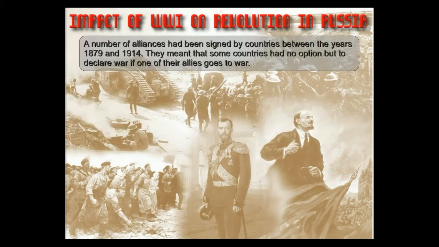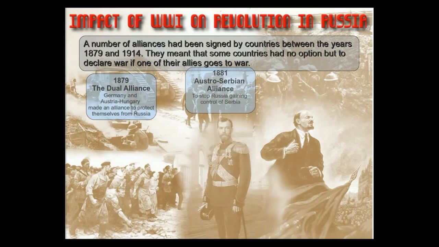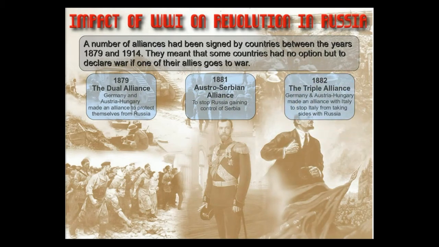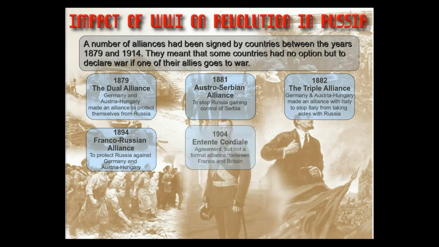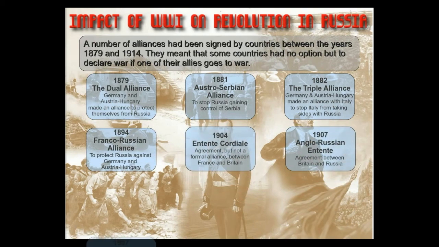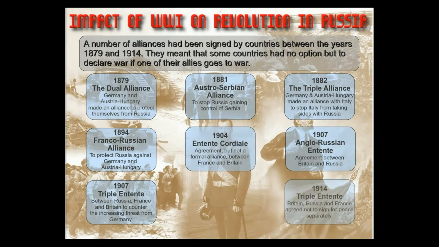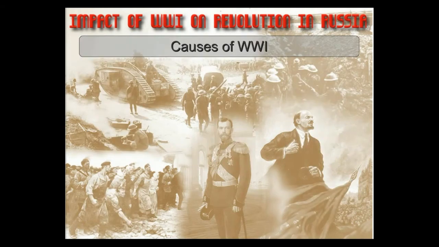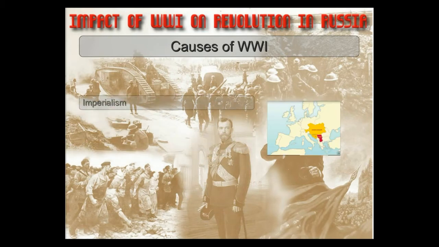A number of alliances had been signed by countries between the years 1879 and 1914. They meant that some countries had no option but to declare war if one of their allies goes to war. Some of the causes of World War I included imperialism.